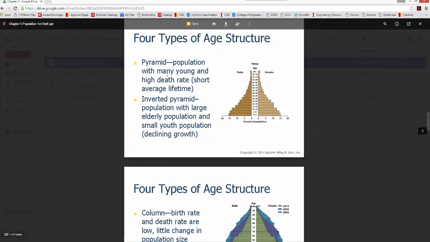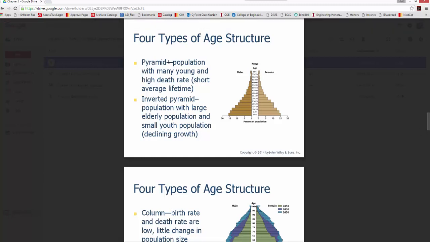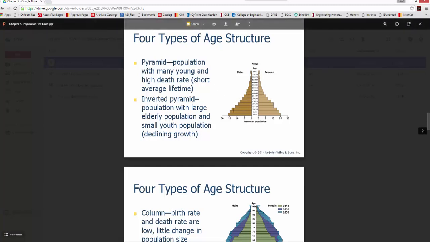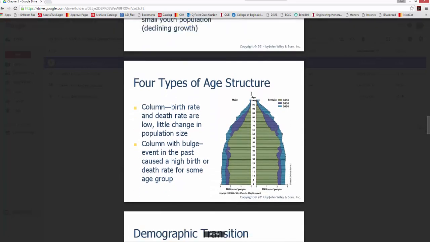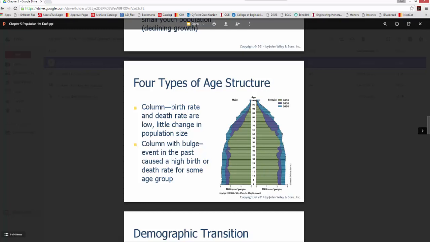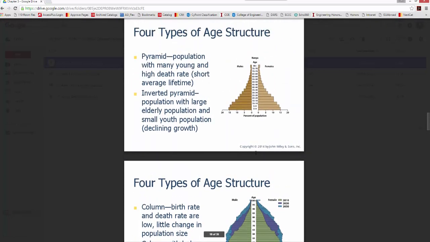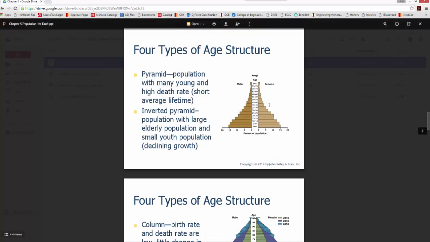So this is what we would call a pyramid shape. It looks like a pyramid. See how I'm kind of outlining it here? And with a pyramid type of age structure, your population is concentrated in the younger range. There is a high death rate. There's a short average lifespan. I mean, you can tell right here that the average lifespan for a child in Kenya is very low compared to, for instance, Germany. Here's the structure here in Germany, and I'll come back to that in just a moment. So that would be the representation of a pyramid.